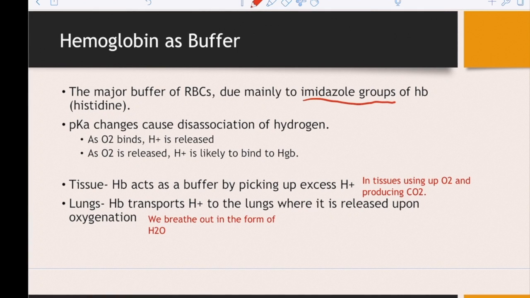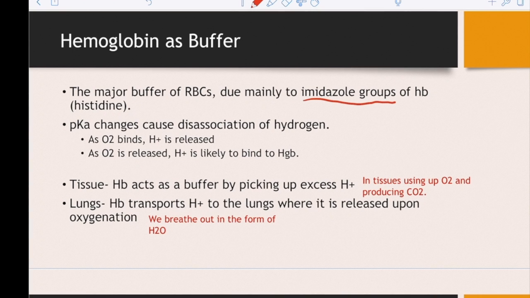If the hemoglobin lets go of that O2, now it's going to have room for the protons, and the protons are going to bind the hemoglobin. So that's just something to take note of: hemoglobin is not acting as a proton carrier, or it's not holding on to protons as long as oxygen is present on those red blood cells. It's only after the O2 has been released that those protons are going to be picked up by the hemoglobin.